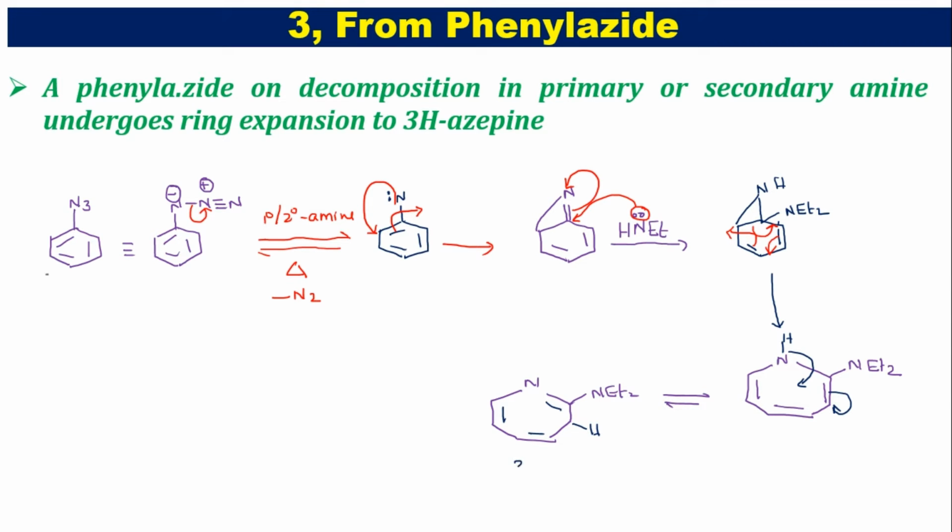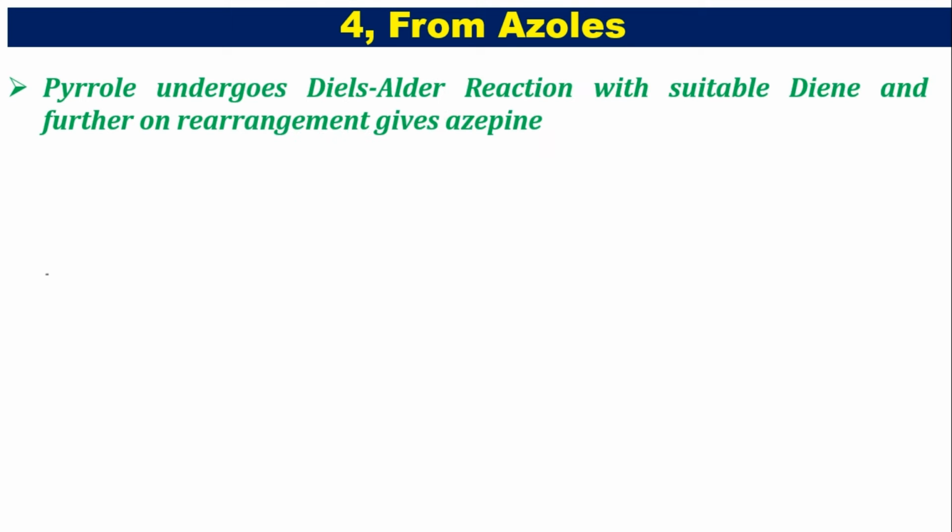Hydrogen here. This is a 3H azepine. So this is the third synthesis. Now let's see the fourth synthesis. The fourth synthesis is from azoles. Here pyrroles can also act as a diene. They can be involved in the Diels-Alder reaction, thereby producing azepines.